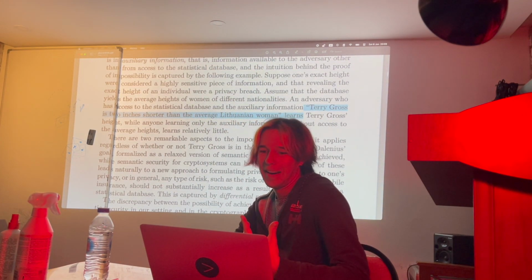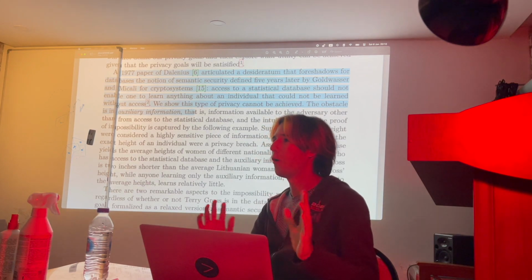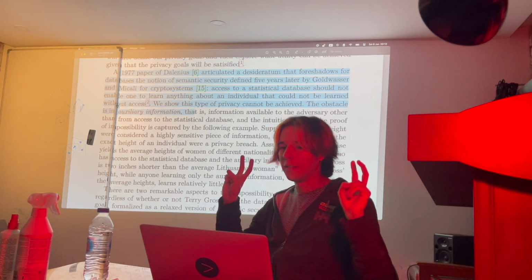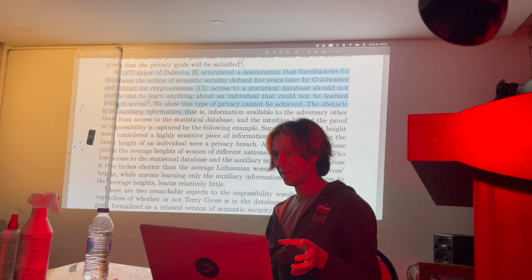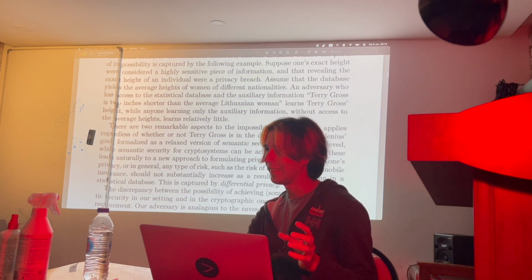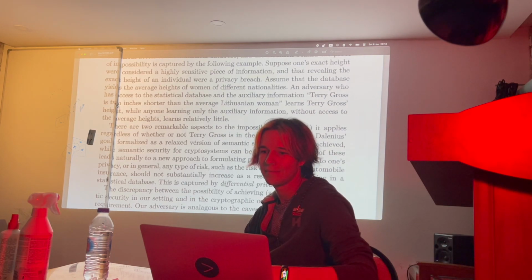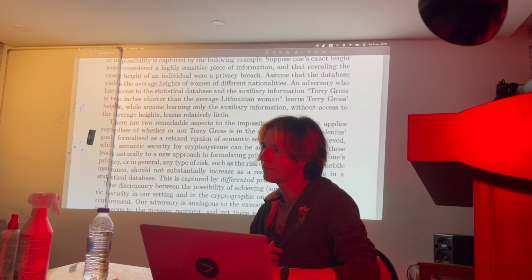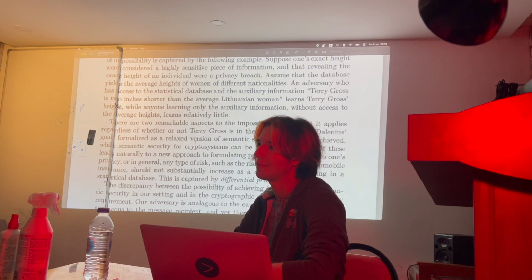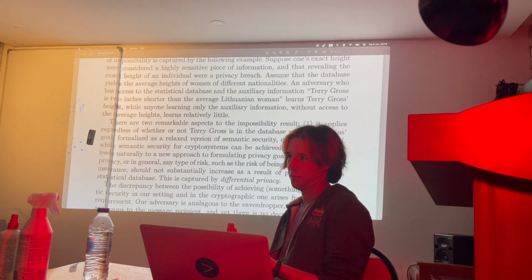Another illustration. So what the paper is saying here is that this notion, that access to a database does not enable one to learn anything which would not be learned without access, is an impossible one. Because the correlation is okay. Without the access to the database, we only knew that Terry Gross is 2 inches shorter than average, but that doesn't tell us the exact height. From the database we know only the average. But combining them, we know exactly. So it's a very simple existence proof.